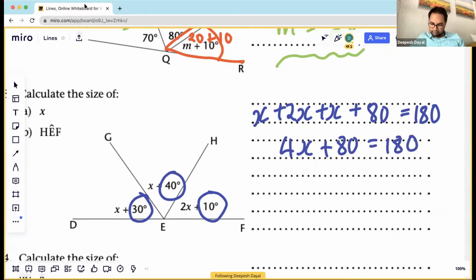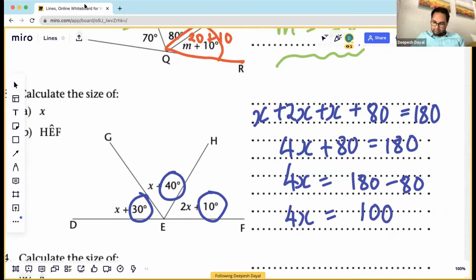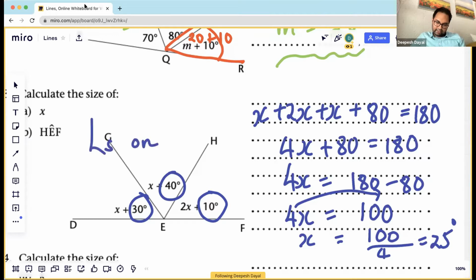Then I took the 80 to the other side, which is 180 minus 80. Okay, so 4x equals 100. Then 100 divided by 4, which is 25. Yes, sir. And again, the reason for this is angles on a straight line, right? Well done, well done. So that's 25 degrees.